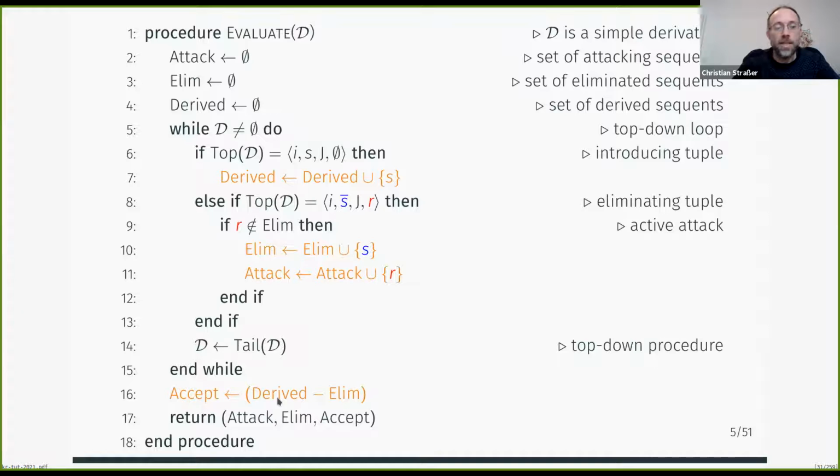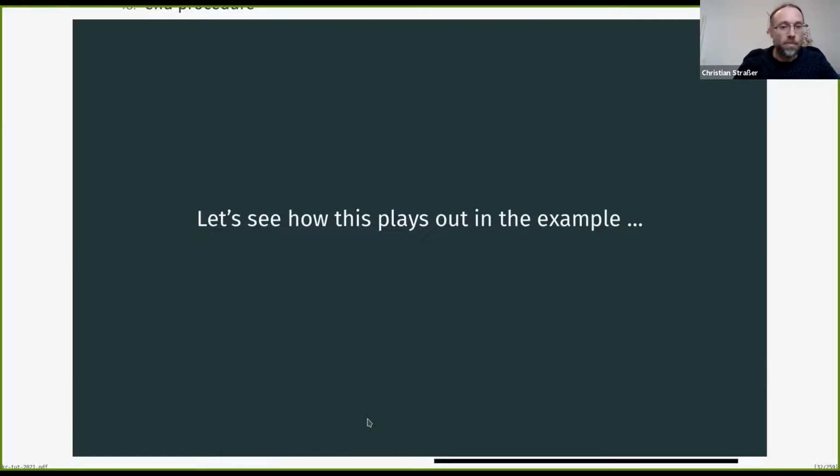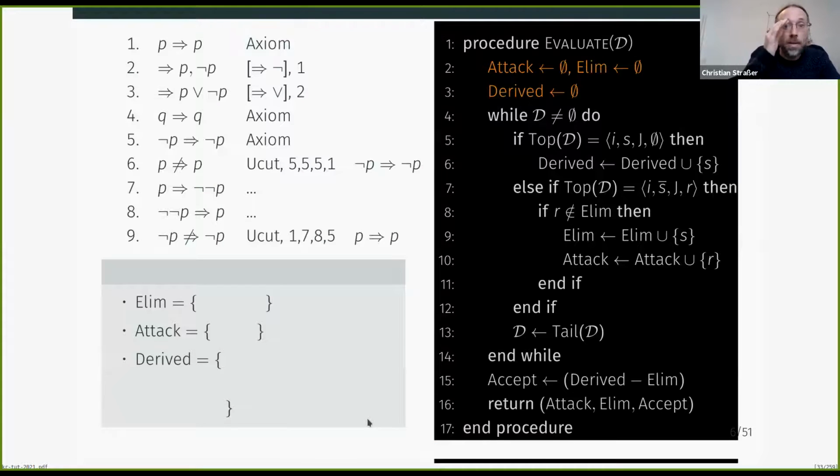And as I said, the idea is we look at all the derived sequences and we just subtract the eliminated sequences. Everything which has not been eliminated must be accepted. And so we return the set of attackers, the set of eliminated sequences, and the set of accepted sequences. So this procedure determines for each stage of the proof what is effectively eliminated, what is effectively accepted. Okay, so let's look at the example.